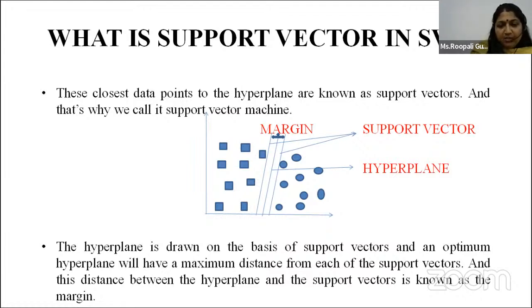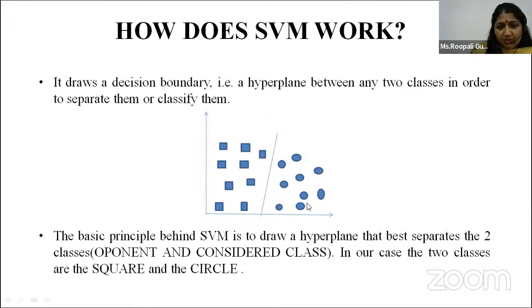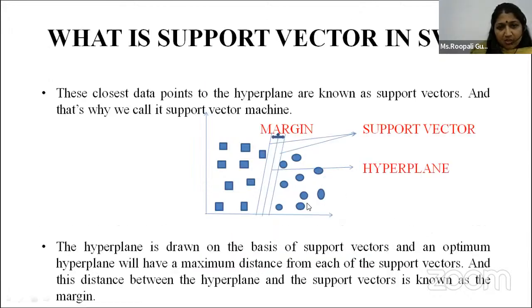First of all, let me discuss one thing I have left, which is the opponent class and the considered class, right? So first of all, I'm going to tell you what the opponent class and the considered class are. The considered class is the class which we are considering right now, and the opponent class is the class which is far from that class, right?